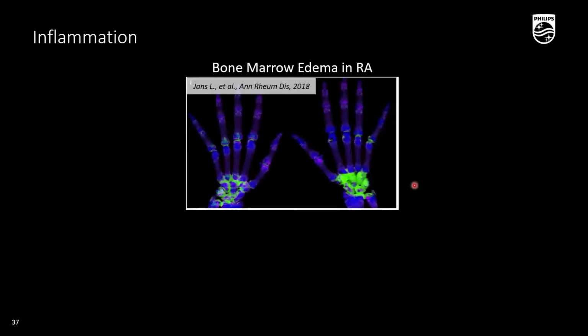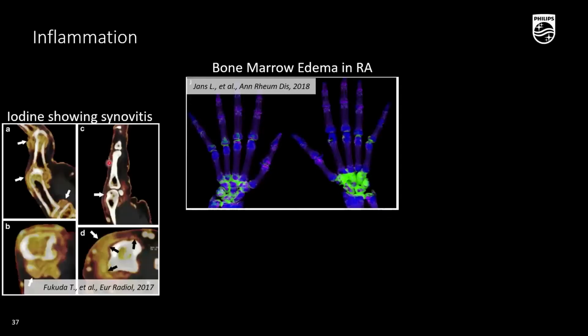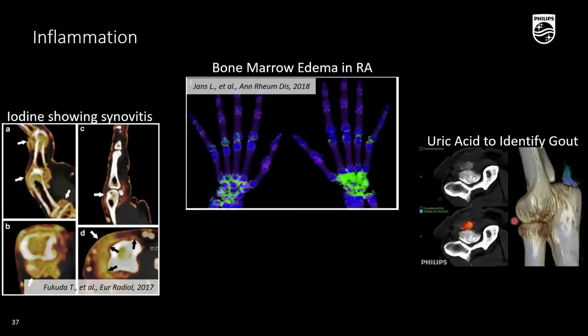And then in terms of inflammation, we see bone marrow edema is quite a useful tool to look at in regions of inflammation. And also in this case, we are looking at the iodine uptake. So what we do see is iodine will then increase in areas of inflammation, where we can get a better visualization of a pannus formation or, in general, the uptake of the iodine, the increase in vascularization around the joint.